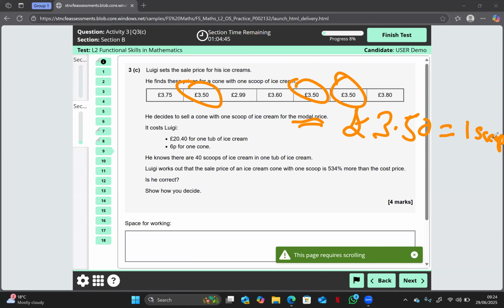He knows that there are 40 scoops of ice cream in one tub of ice cream. Luigi works out the sale price of an ice cream cone with one scoop is 534% more than the cost price. So he works out that the sale price of an ice cream cone with one scoop is 534% more than the sale price of an ice cream cone. No, than the cost price.